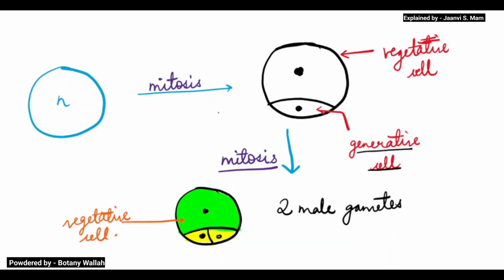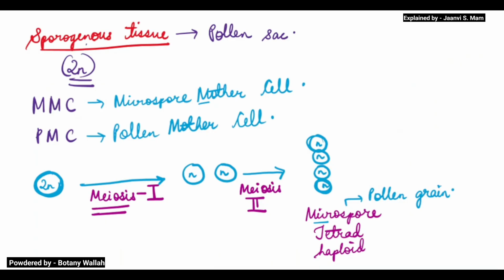Okay, and these two are male gametes which are haploid. Even the vegetative cell is haploid. This is about how the pollen grain and the male gametes are formed.